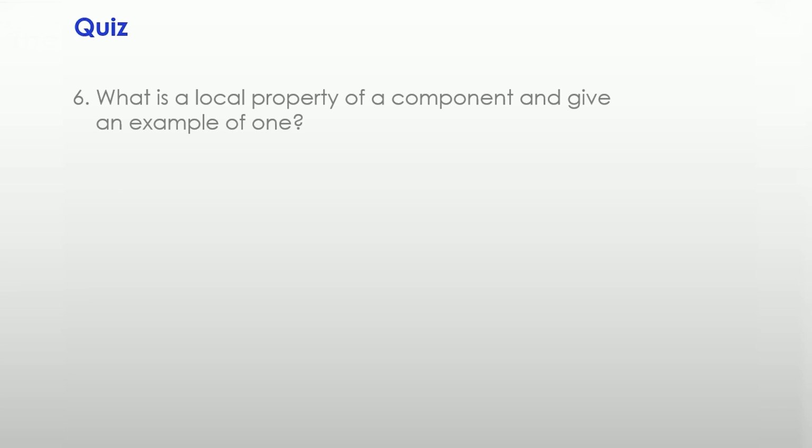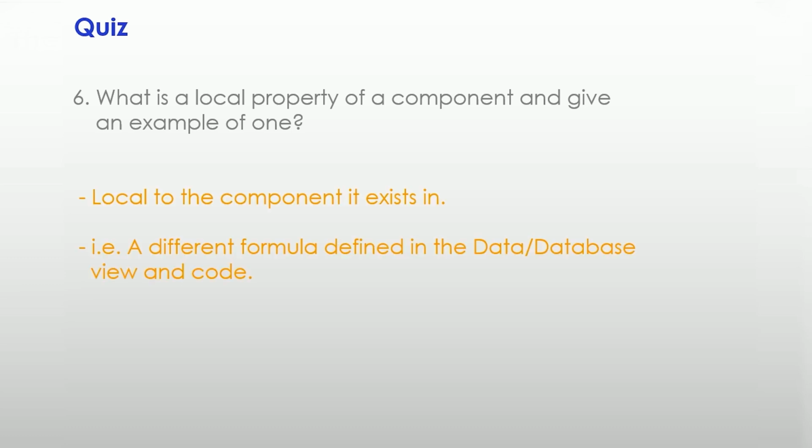Question number 6. What is a local property of a component, and give an example of one? A local property refers to those properties which apply only to the component where that variable exists in. For instance, any variable can have a different formula defined in components like a database view or a program.